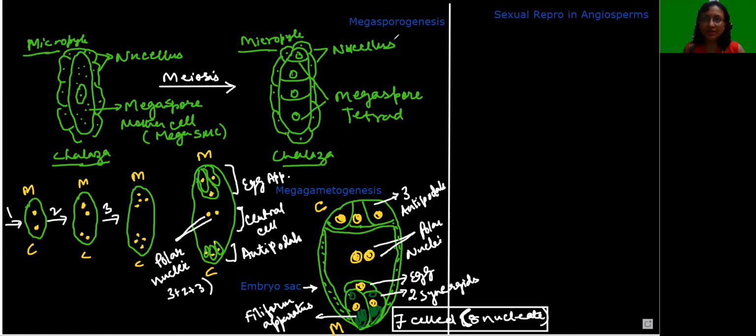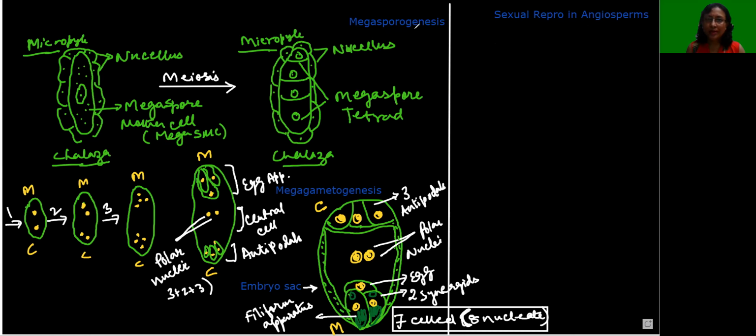Hello students, today we are going to discuss the topic sexual reproduction in angiosperms, in which we are going to discuss megasporogenesis. That is the process by which the flowering plants or angiosperms form the megaspore.